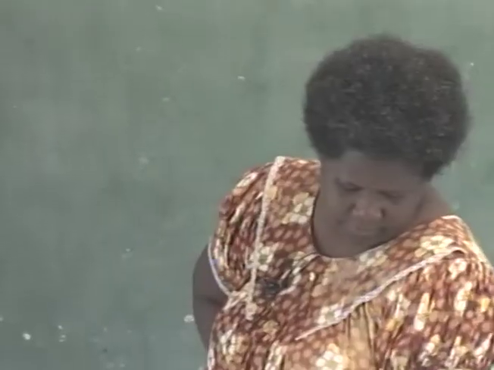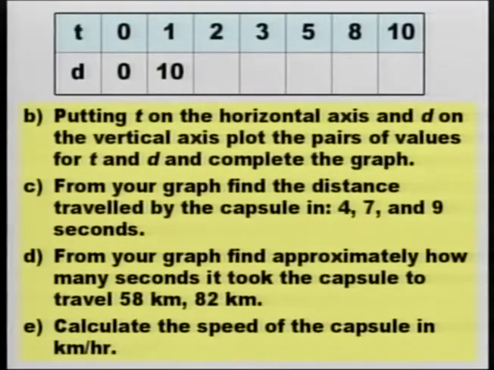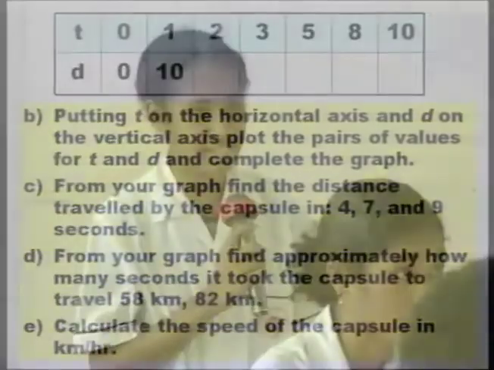5.2 seconds and 8.2 seconds. 5.2 seconds and 8.2 seconds, correct? And letter E, calculate the speed of the capsule in kilometers per hour. Esther. Thirty-six thousand kilometers per hour. 36,000 kilometers per hour is correct.